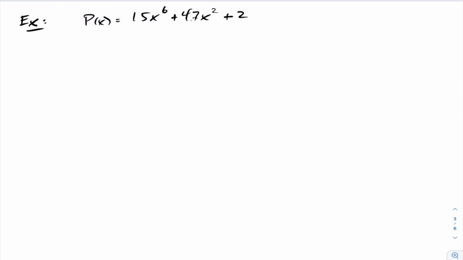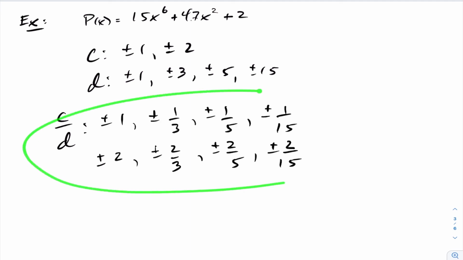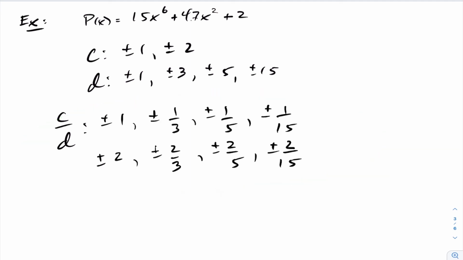Following example here, let's take a look at a complete list of possible rational roots for the following polynomial. So again, looking at C, we're going to take all the factors of our constant term, in this case plus or minus 1, plus or minus 2. Our D value would be all the factors of our leading coefficient, in this case plus or minus 1, plus or minus 3, plus or minus 5, or plus or minus 15. Combining these together, we get a complete list of possible rational roots for our degree 6 polynomial, and they will be, so fairly extensive list of possible rational roots.